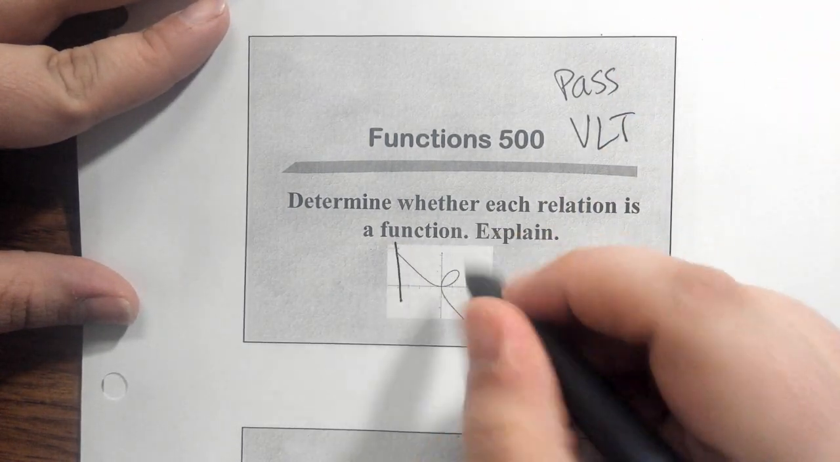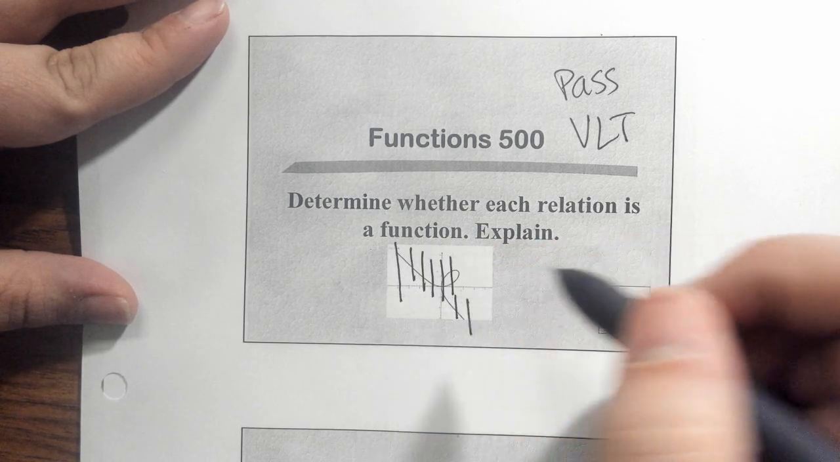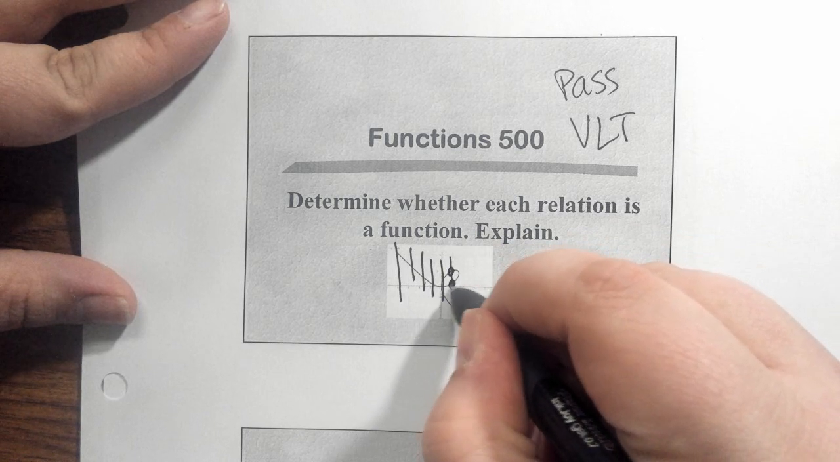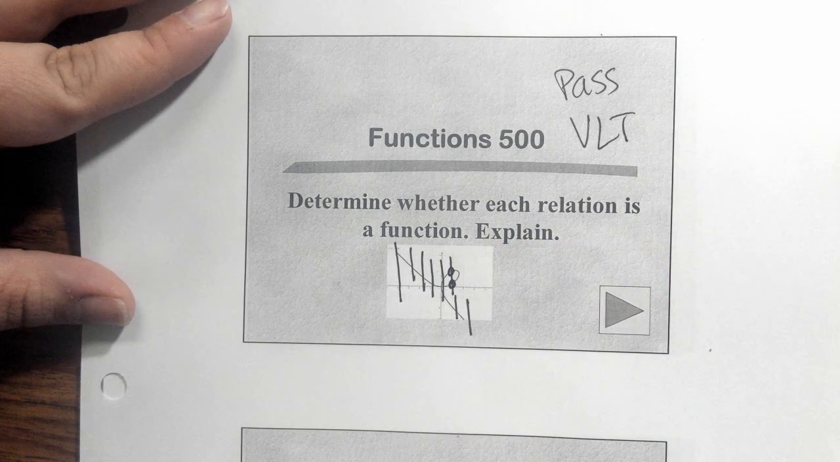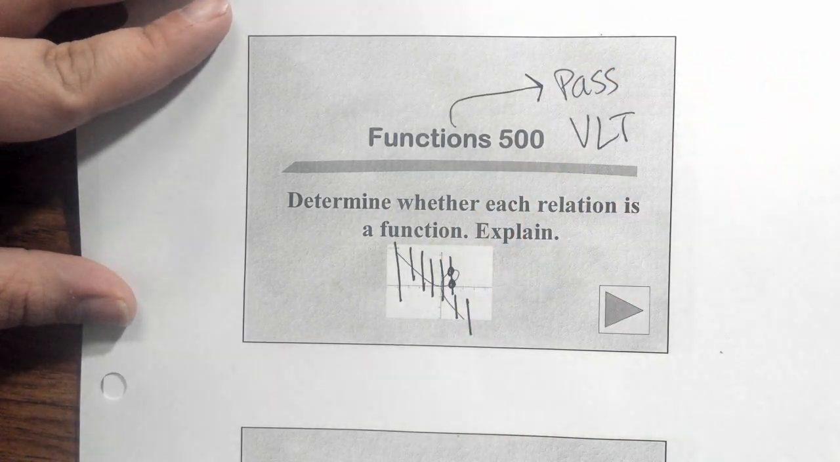For graphs, we had to pass the vertical line test. So from the start of the graph to the end of the graph, you draw a bunch of vertical lines, and if it hits the picture of the graph more than once on any line, it would fail the vertical line test. So remember, to be a function, we have to pass the vertical line test.